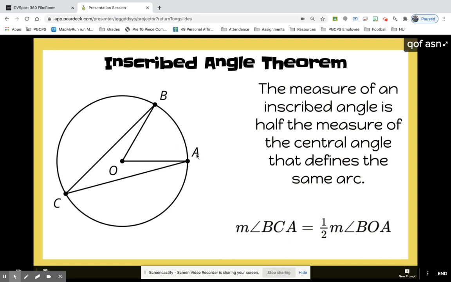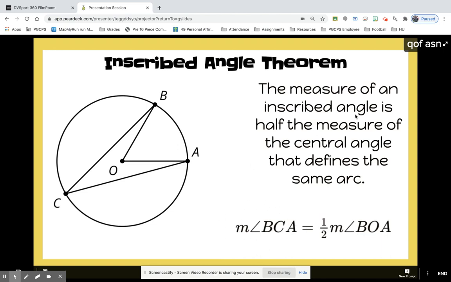We already know at this point a central angle is an angle with its vertex in the center. So BOA will be our central angle. The central angle's degree measure will always be 2 times the size of the inscribed angle, right? So this theorem states that if BCA is our inscribed angle, then half of BOA would be equal to BCA.